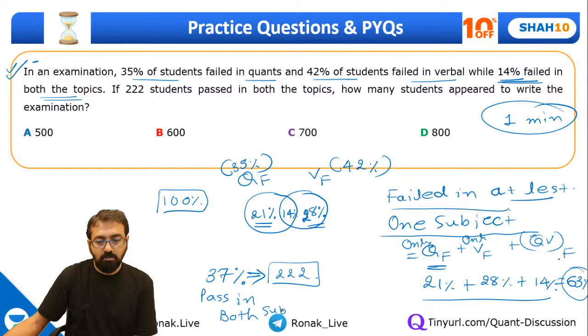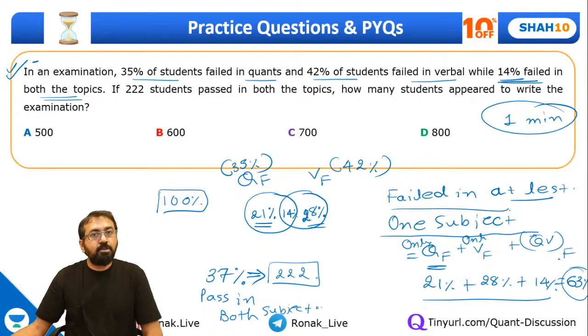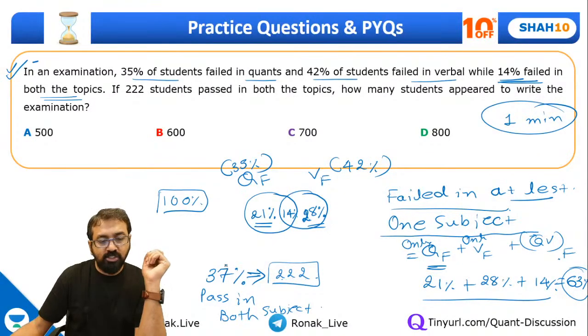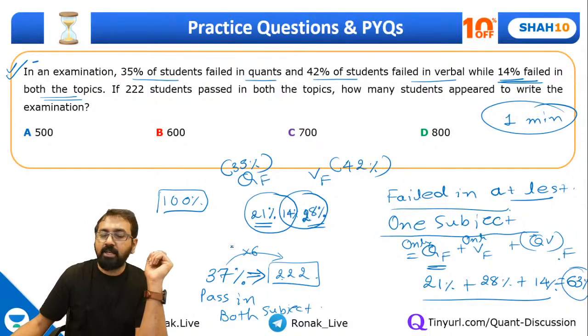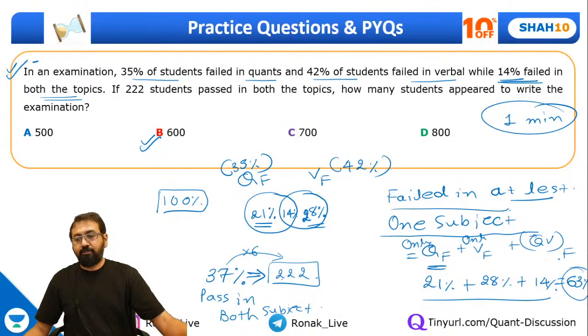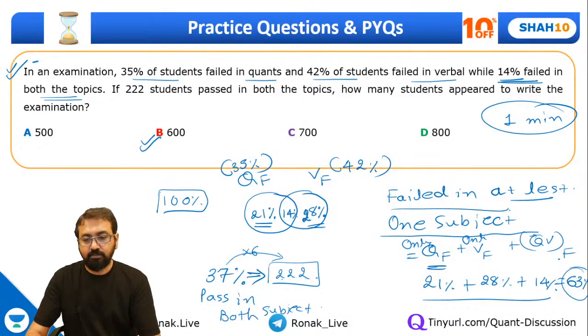Is this making sense to you, everyone? So 37% is 222. So see, please understand, 37 into 6 is 222, right? So what will be 100%? It's going to be 600. So this is how you could have solved this question, right?